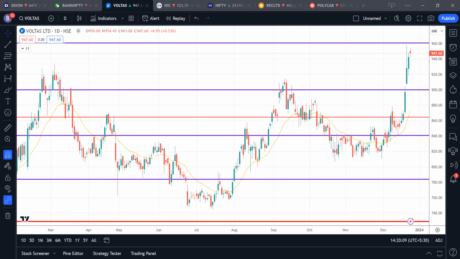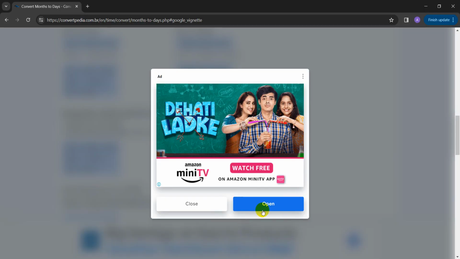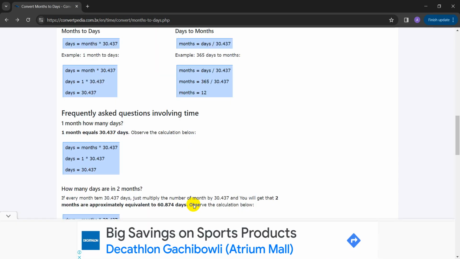So, what exactly is this technique? I'll take an example of Voltas, because Voltas saw a very good rally of almost 11% in 2 days. Can these kinds of moves be captured well in advance is what we are focusing on. To capture these moves, we use a concept of days. One month equals 30.437 days. Few months have 31 days, few months have 28 days. On an average, if you calculate, this is Convertpedia, and 1 month is equal to 30.437 days.